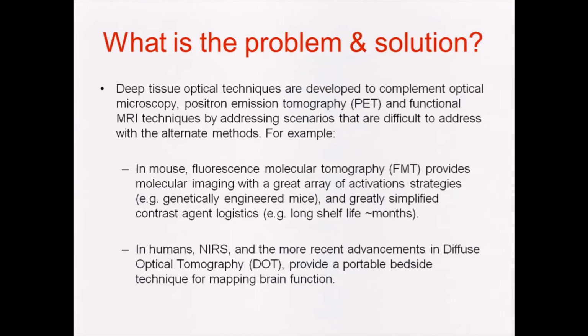One example I'll talk about is imaging whole live mice, where a method such as fluorescence molecular tomography provides molecular imaging with all of the advantages of optical contrast agents. Another situation is in humans, where diffuse optical tomography and near-infrared spectroscopy provide a portable bedside technique which is not found with either MR or PET.